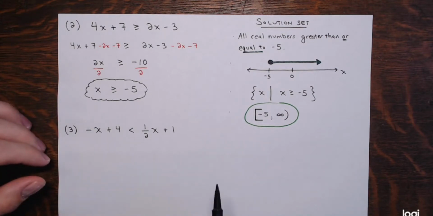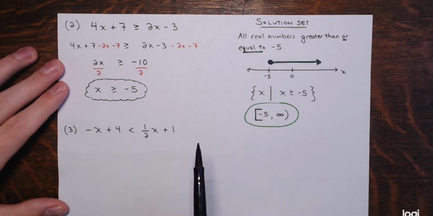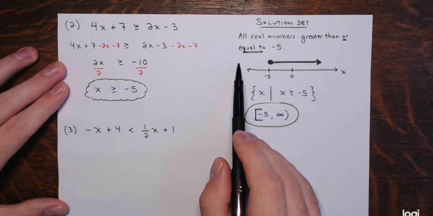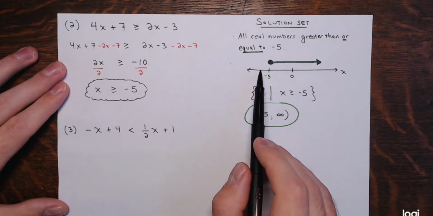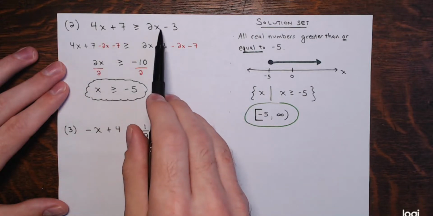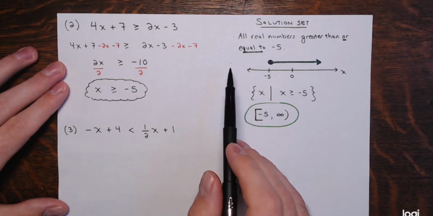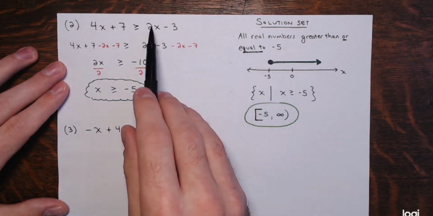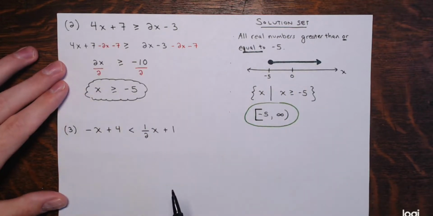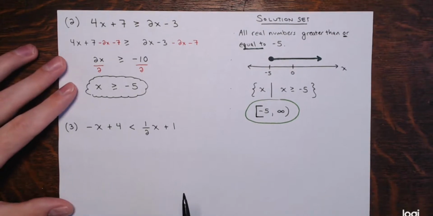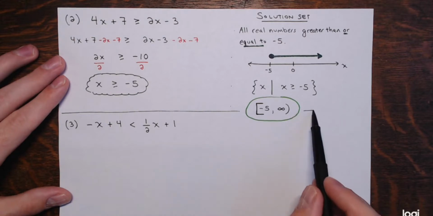Great. All right, and once again, I leave it to you to check some values out. Plug in any number to the left of -5. Plug in -6, -7, -5.2, -1 billion. And this inequality will be false, right? Those are not solutions. But if you plug in -5 for x, or any number greater than -5 for x, you will see that you'll get a true statement, and you should, if you did everything correctly. But I leave it to you to test that stuff out. Great.